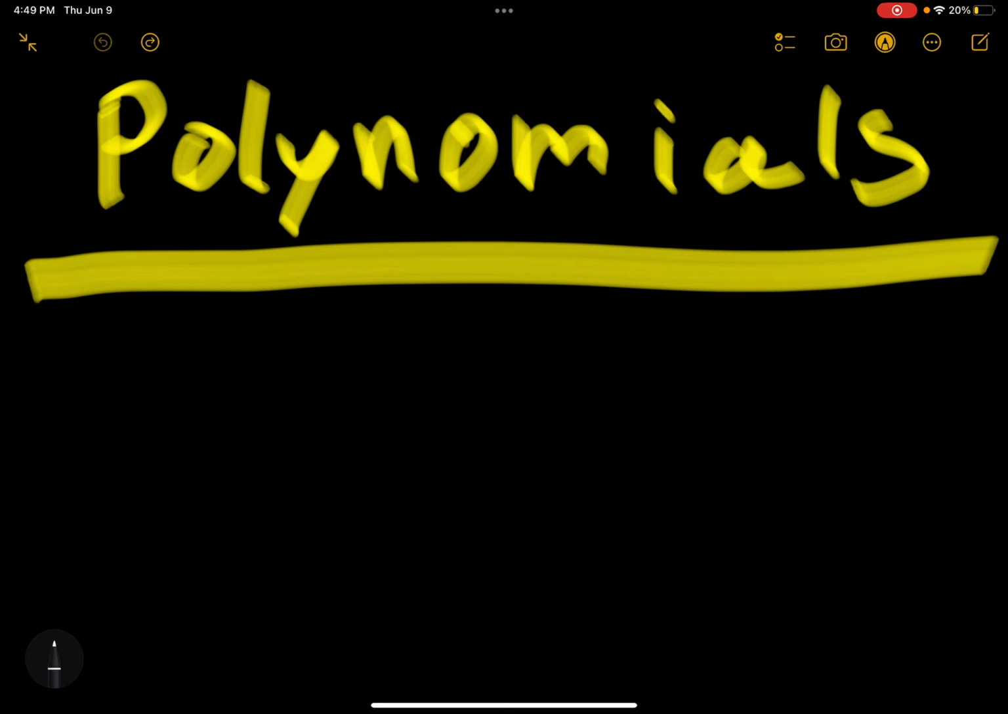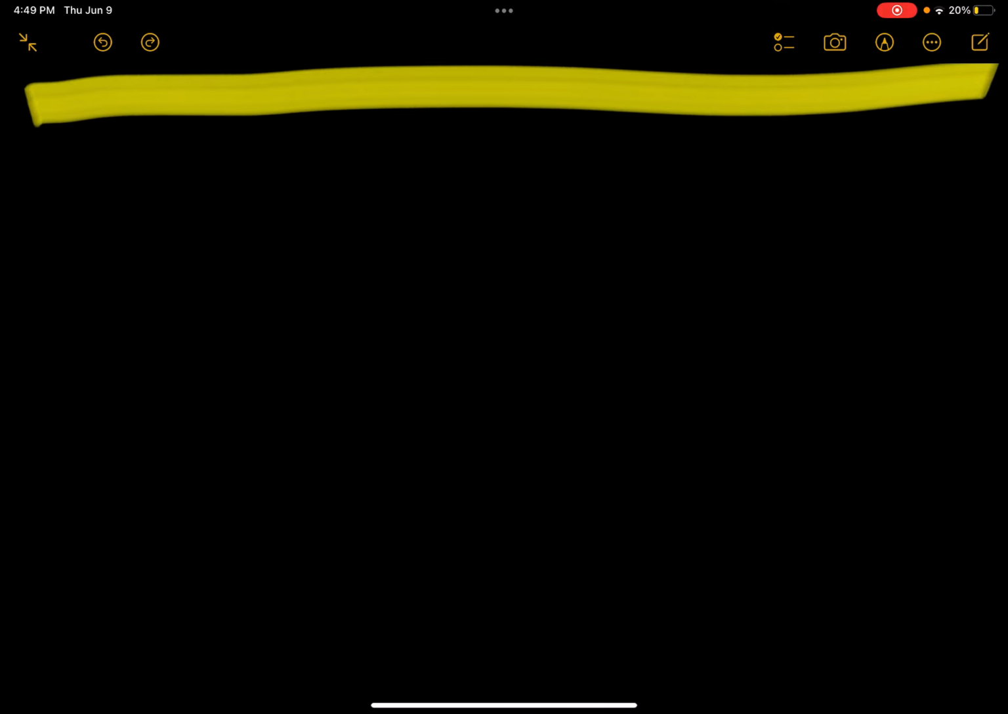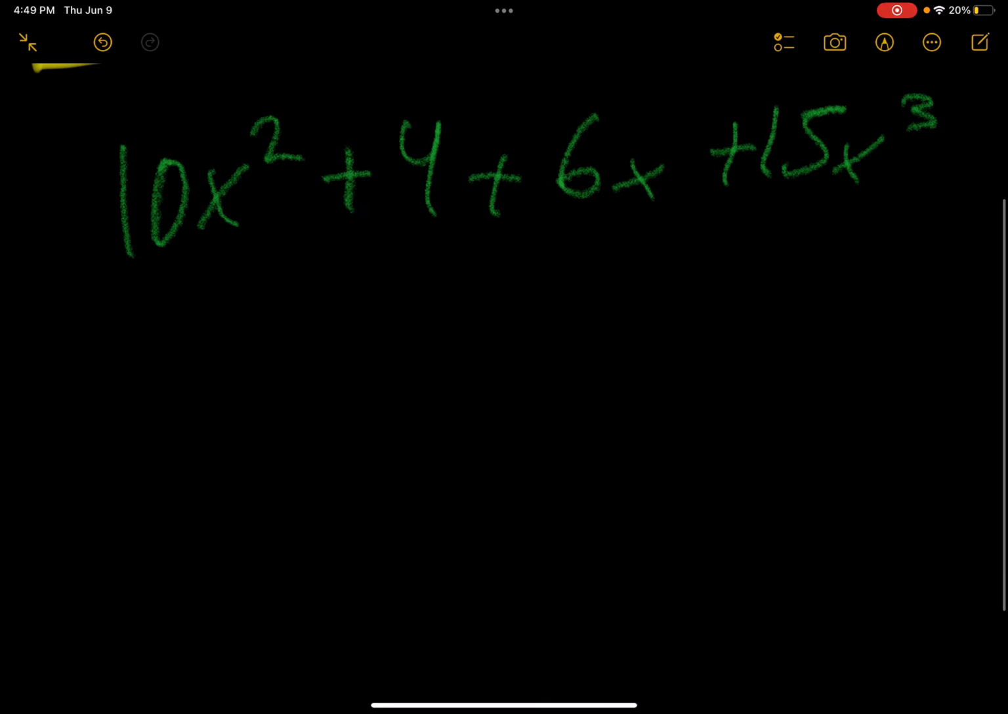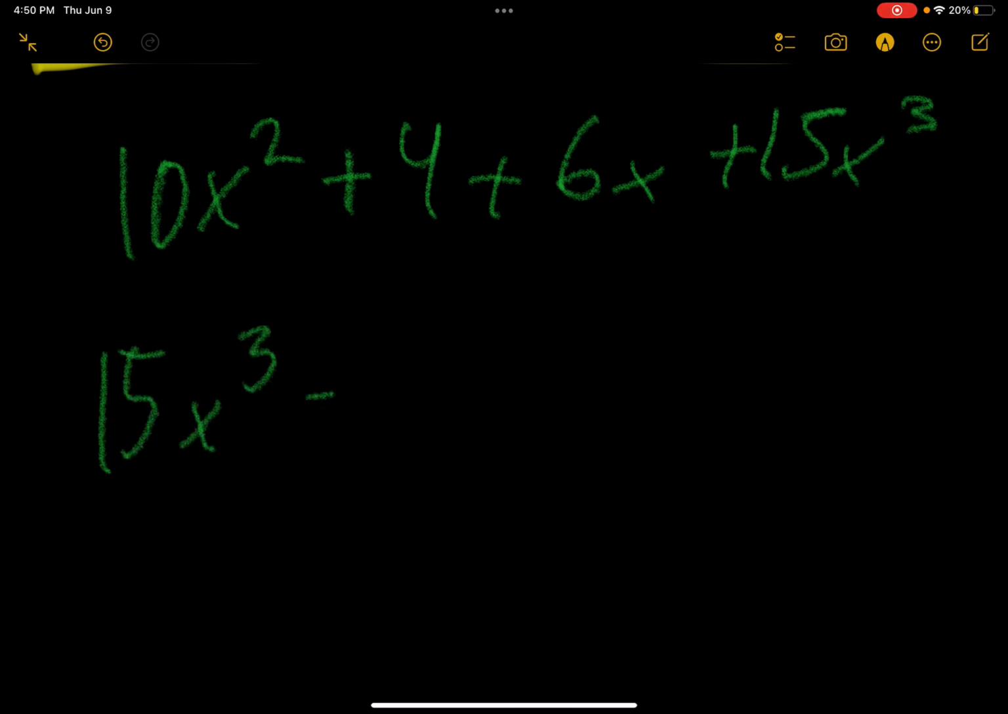Okay. Let's say we have a polynomial such as 10x squared plus 4 plus 6x plus 15x cubed. So the first thing I want to do, for some people it makes it easier, is to put this in standard form, right? So you can put this as 15x cubed plus 10x squared plus 6x plus 4.